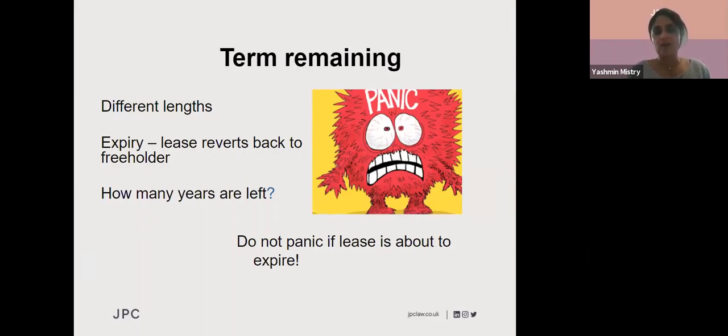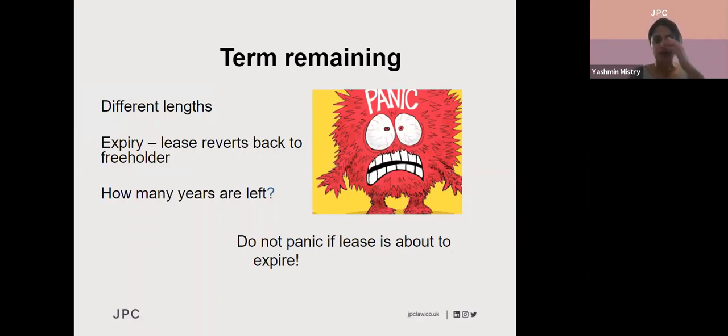What happens when the lease expires? Essentially the property will revert back to the freeholder or the landlord. But if you're a leaseholder, don't panic, because you can still hold over until the lease is extended or a new lease is granted. You hold over as an assured tenant rather than a leaseholder at that point, and you then pay market rent for staying in that property. A lot of leaseholders will extend their leases, obviously, before it gets to running out.